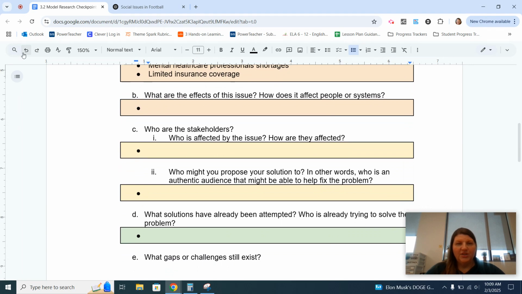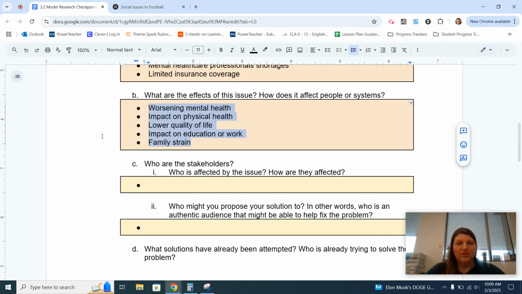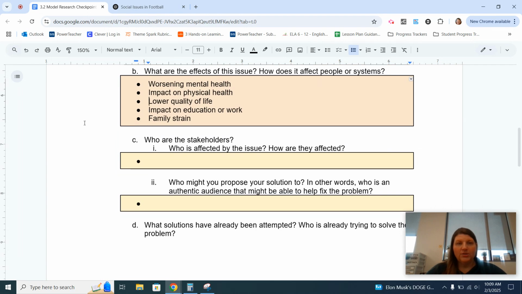The effects of the issue: how does it affect people or systems? If mental health issues go untreated, that just makes the mental health issue get worse. It also has an impact on physical health. So you can have physical health symptoms as a result of mental health issues. A lower quality of life in general, so just not wanting to do things, interpersonal conflict, and that kind of thing.